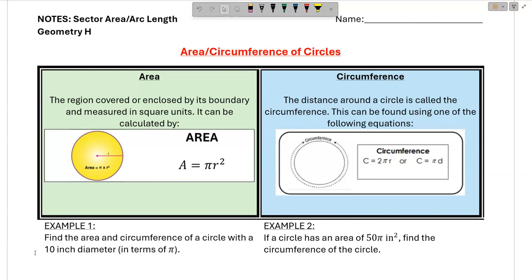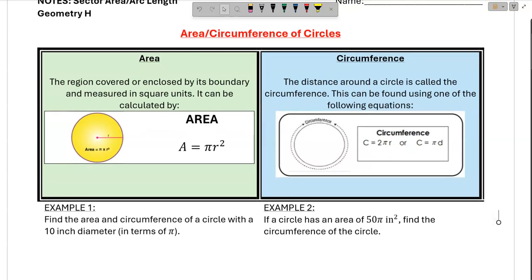Before we start talking about sector area and arc length, we have to first talk about area and circumference. As a refresher, take a look at these two boxes where they talk a little bit about both of these and what they measure. Area is a square dimension, a square unit, as it is looking at a two-dimensional space that we are measuring. And the formula we use for that is pi r squared.